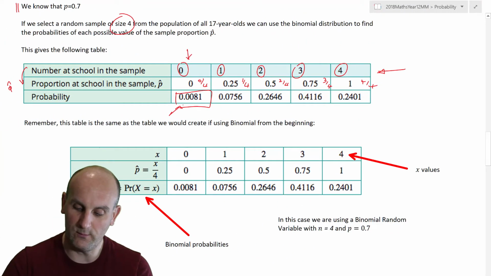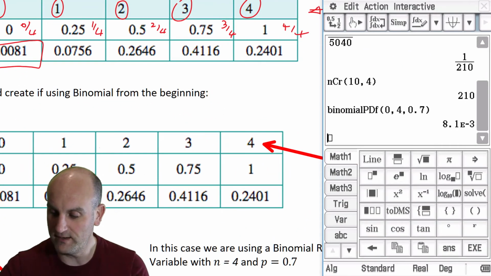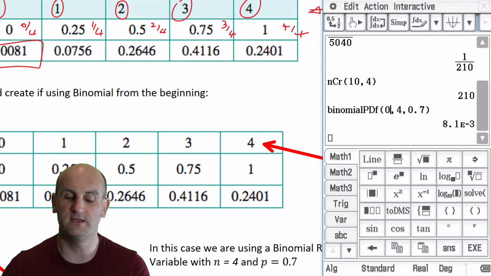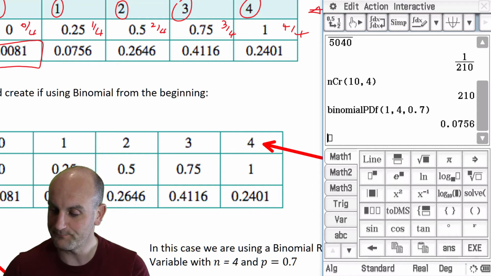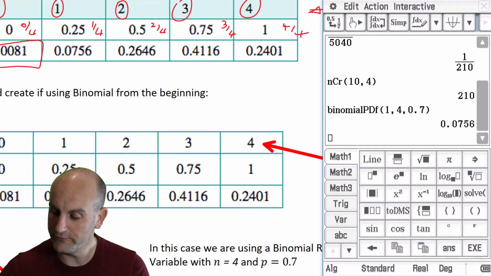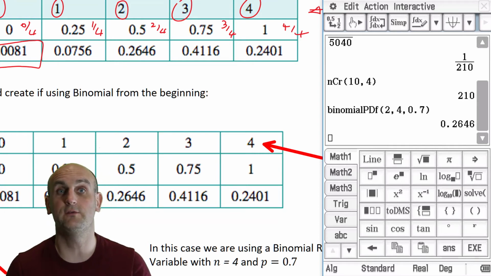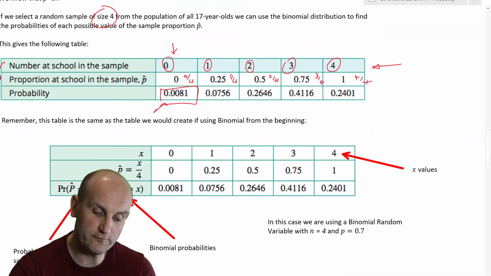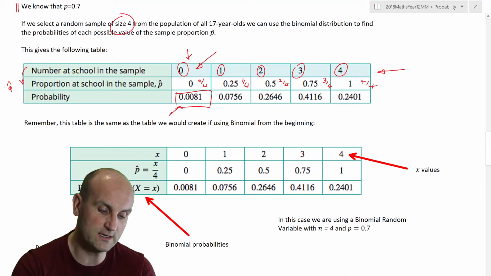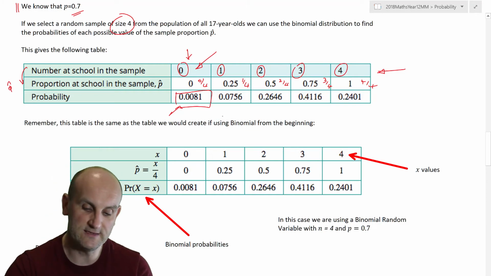If I just want to check that one more time to see what happens when I put 1 in. Now, don't think, for example, that you are going to put in 0.25. That's not what they're asking for. They're actually asking for that top value of 1. And when I hit enter, out comes 0.0756. Put 2 in, and yes, out comes 0.2646. So we can use our binomial distribution to go from these values at the top. So long as I know what my population proportion is, I can get these values on the bottom.